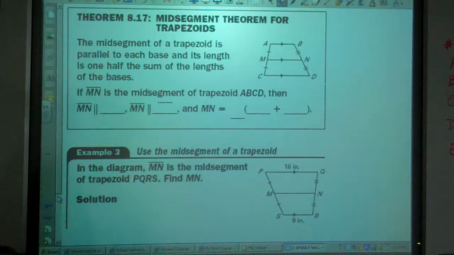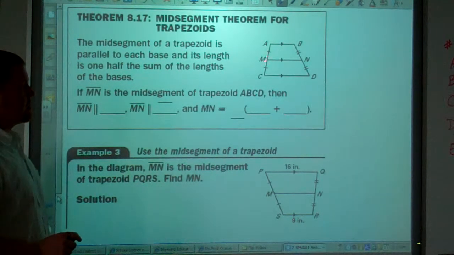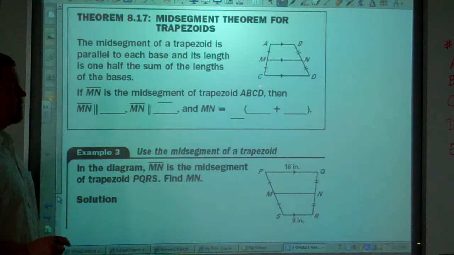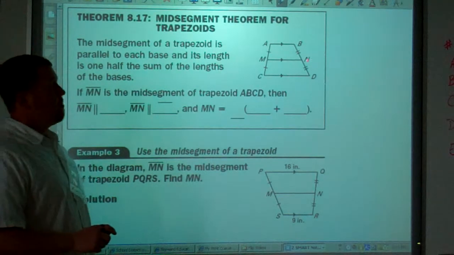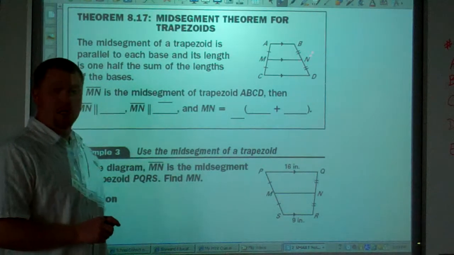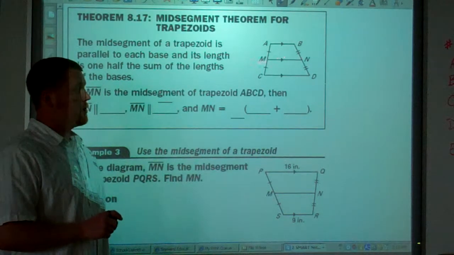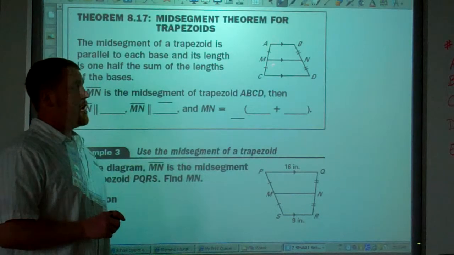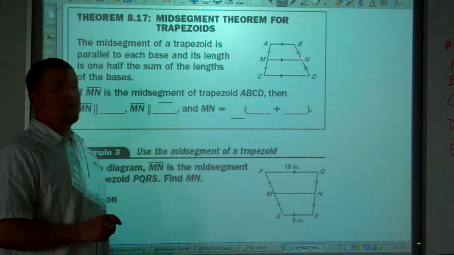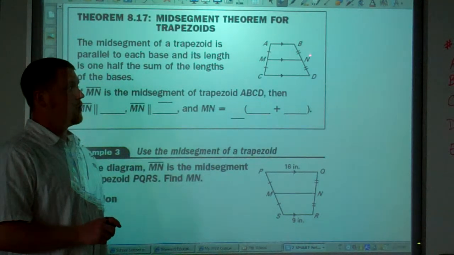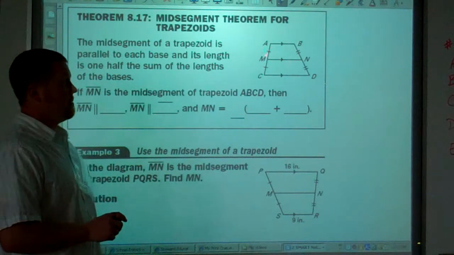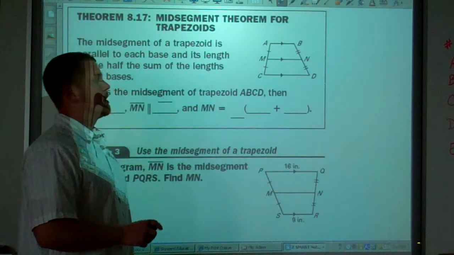Alright, mid-segment. Again, it connects the midpoints. So point M is the midpoint of segment AC. Segment AM is congruent to segment CM. Point N is the midpoint of segment BD. Segment BN is congruent to segment DN. So yeah, those two points are midpoints. Now, segment AM is not necessarily congruent to segment BN. They're not congruent this way. Okay? They don't have to be. But these two are congruent and those two are congruent.